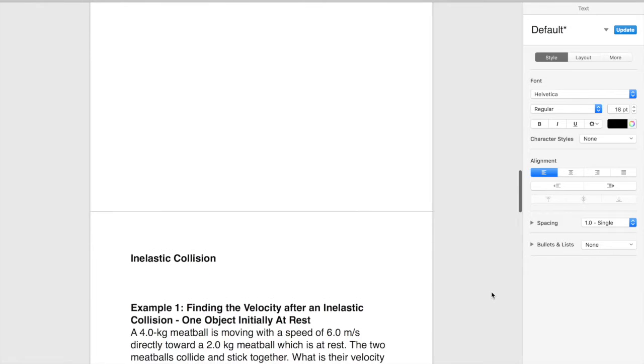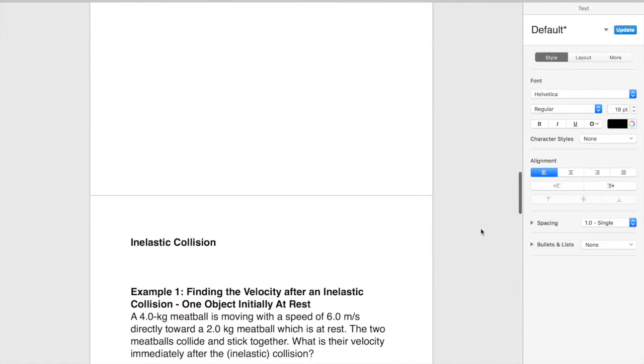Now, let's move on to inelastic collisions. So we have a 4 kilogram meatball, which is moving at a speed of 6 meters per second directly toward a 2 kilogram meatball, which is at rest. The two meatballs collide and stick together. What is their velocity immediately after the inelastic collision? I'll give you a few seconds again.